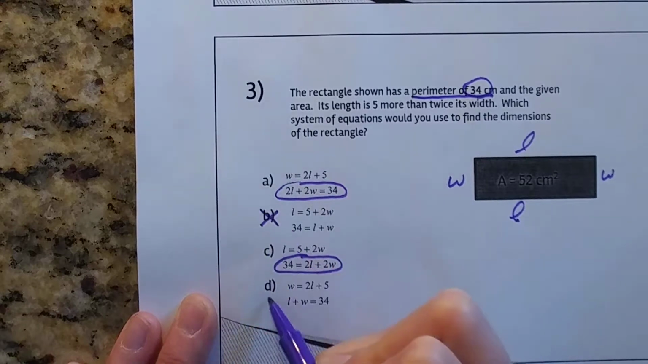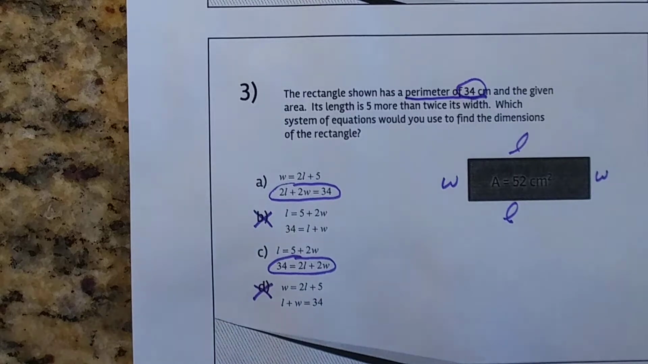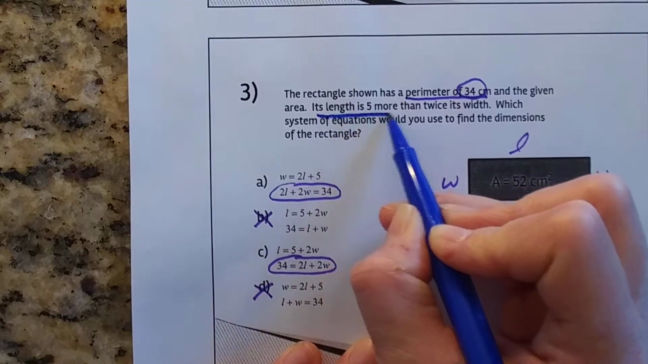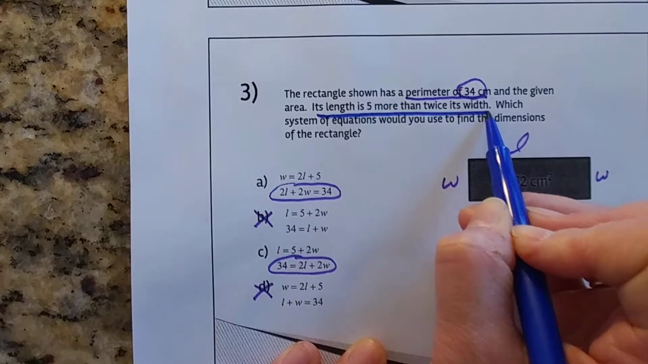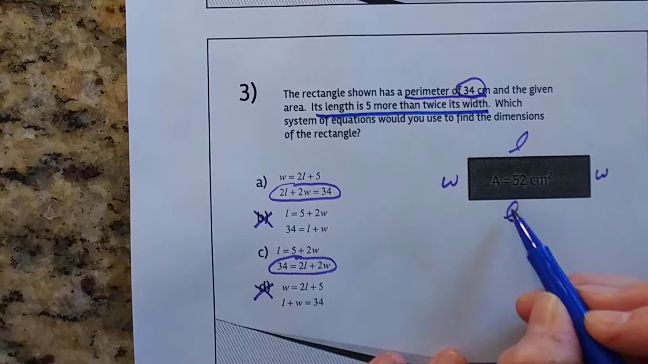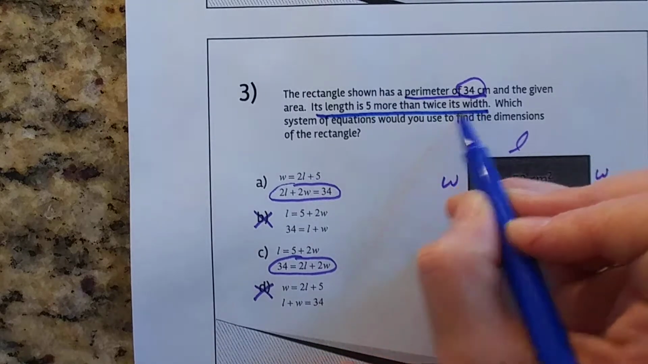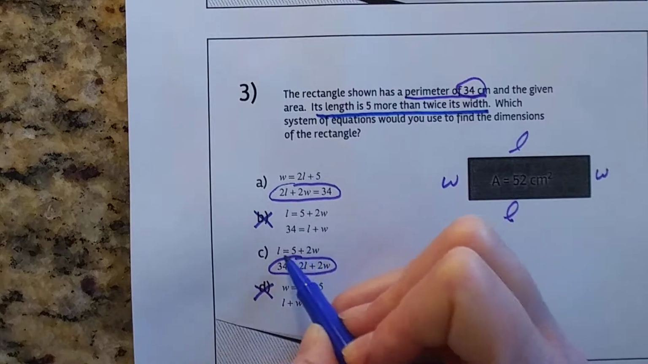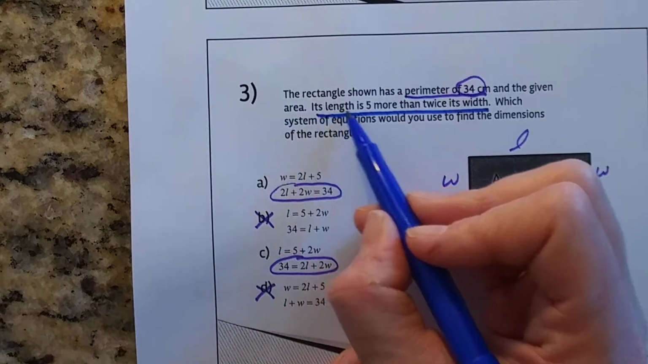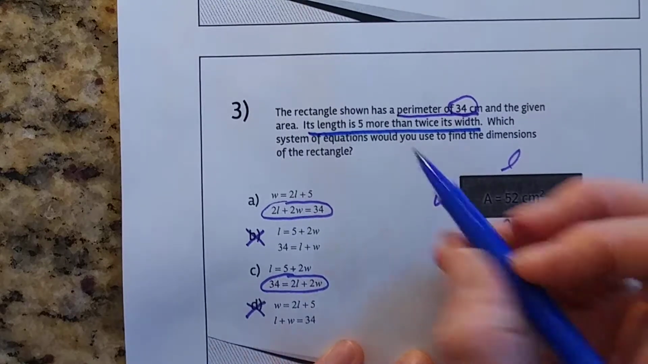Can't be B, can't be D. Okay, now let's take a look at the other part that it tells us. It says the length is 5 more than twice the width. So this length right here is 5 more than twice the width. Well, I have to pick which one of these equations tells me that. I'm going to take this sentence and I'm going to change it into an equation.